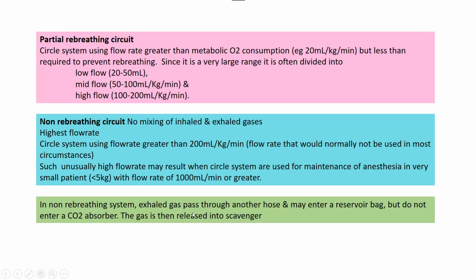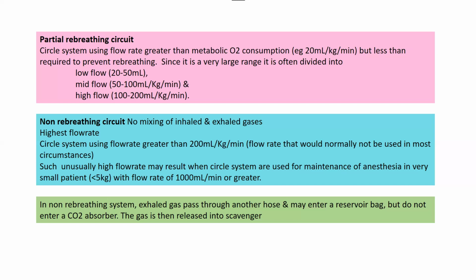in a non-rebreathing system, or you can say Bain system, exhaled gases pass through another hose and may enter a reservoir bag but do not enter a carbon dioxide canister. The gas is then released into scavenge. Now you can see from this line that the difference between rebreathing and non-rebreathing circuits is the carbon dioxide canister, because in the rebreathing circuit, the patient is going to re-inhale the exhaled gas, so there is a carbon dioxide canister to remove the carbon dioxide from the exhaled gas.